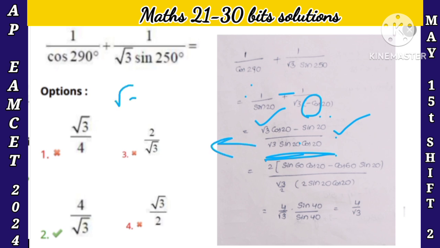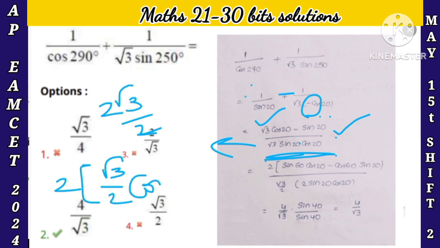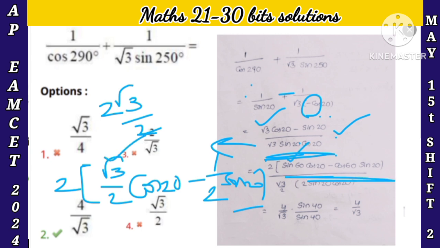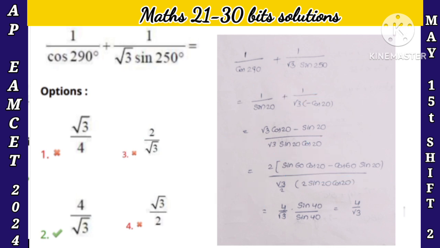Root 3 by 2 into root 3 by 2. That is 2 into, just apply the by 2 to the inner side of these values: root 3 by 2 into cos 20 minus 1 by 2 into sin 20. And what is the root 3 by 2 value? Sin 60. What is the 1 by 2 value? Cos 60. Just apply the 2 into 1 by 2 to this and apply the trigonometric angles.